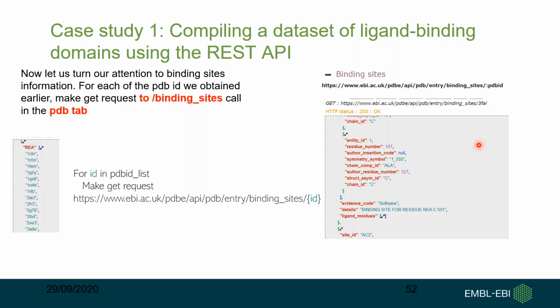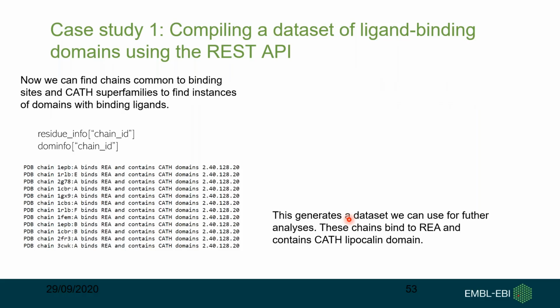So what we want to do now is to find binding sites for RIA. And that is actually done by getting the ligand residues that contain RIA. And again, we do the same exercise that we did before. However, now we focus on the binding sites endpoint. And then again, we search for chain ID and map the chain ID to the ligand residues field for this particular call.